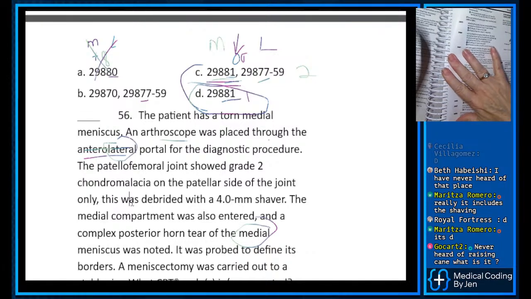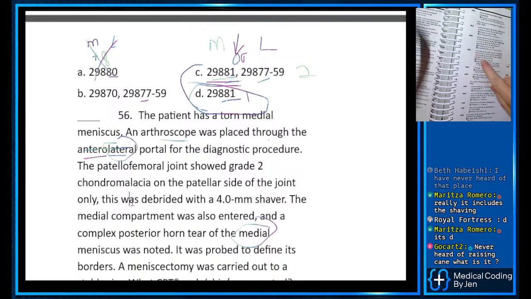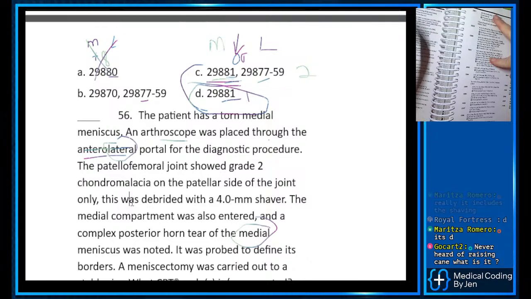And look at your descriptor for your 81. It has a chondroplasty inside of it already. It's in the parentheses. This one's just the chondroplasty by itself. This one includes the chondroplasty and the tear at the same time, right? We did both. This will do the shaving. The 81 does the shaving and the tear at the same time. So they just want to know, do you know that the 77's inside the 81?